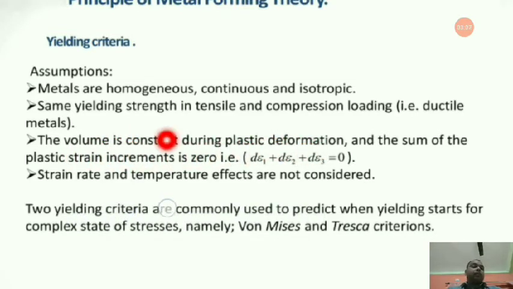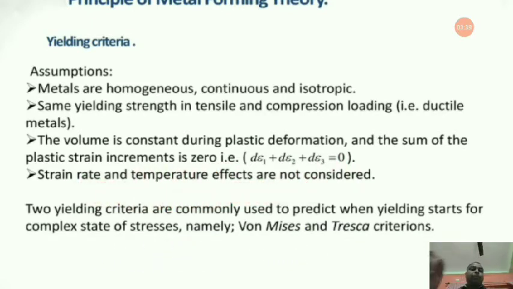This is very important. In the numericals, we'll be using this concept to solve problems. Before metal forming and after metal forming, the volume will be constant. We'll take this concept into consideration while solving numericals on different metal forming processes. You must take a note. And the sum of the plastic strain increments is 0: epsilon 1, epsilon 2, epsilon 3 should sum to 0. Strain rate and temperature effects are not considered.